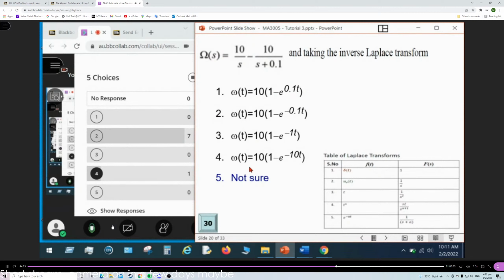So what could be the omega t? By taking the inverse Laplace transform of this one. So what's the answer? Click 1, 2, 3, or 4 only. Don't click number 5. This one was clicked by me. Still is recorded with residue selection or voting. So do you think still this answer 2 is correct?